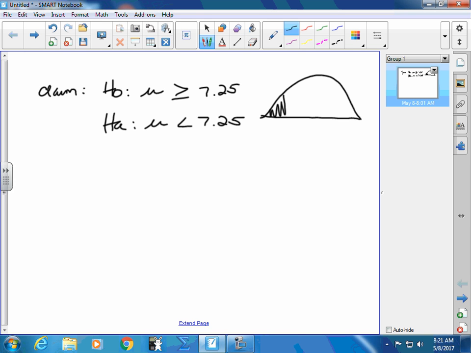I pull out my sample stuff. I have a sample of 12 hats. 12 is my N, my sample size. I have a sample mean of 7.15. I have a population standard deviation of 0.27. And I have a level of significance that I'm testing against of 0.01. Okay? Can we reject this company's claim?